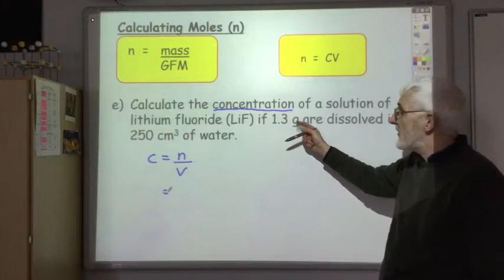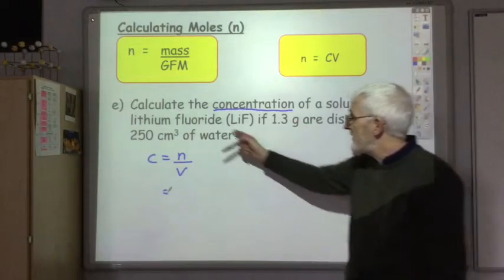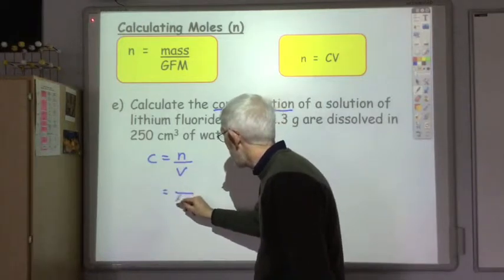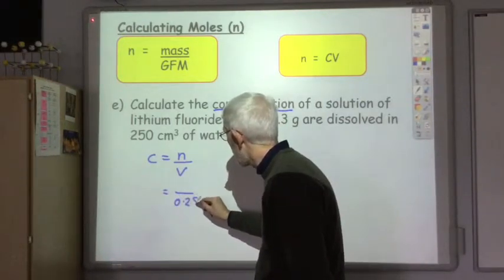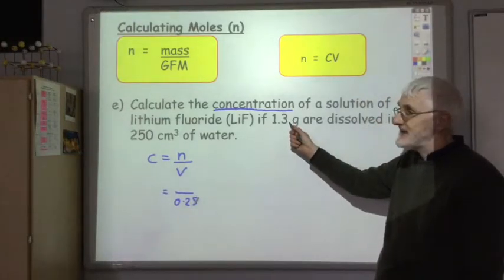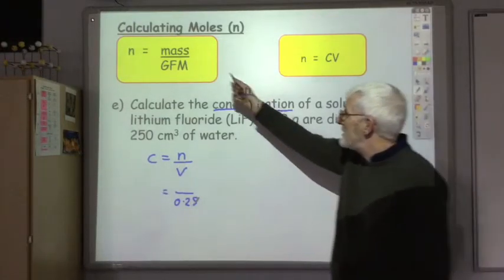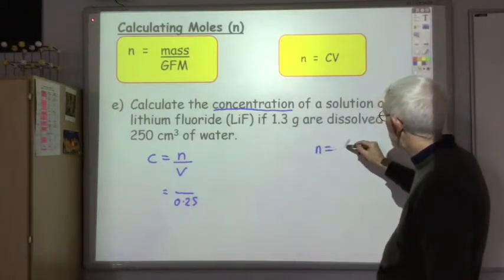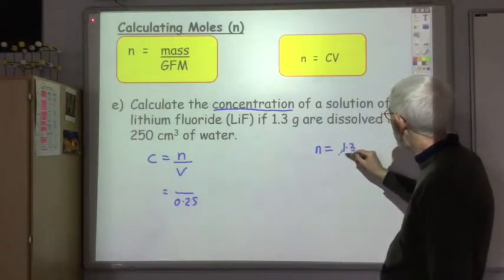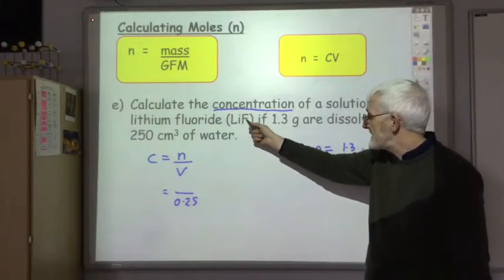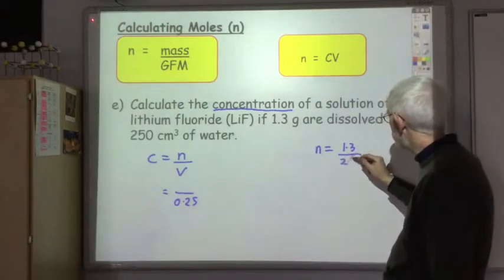It doesn't tell us the value of N in the equation. It tells us V, 250 cubic centimetres. So it's going to be something divided by 0.25. But we're not told N. But we are told the mass. So we can use this equation to work out N. So N equals the mass, 1.3 grams, over the formula mass of lithium fluoride, that's 7 plus 19, so it's 26.